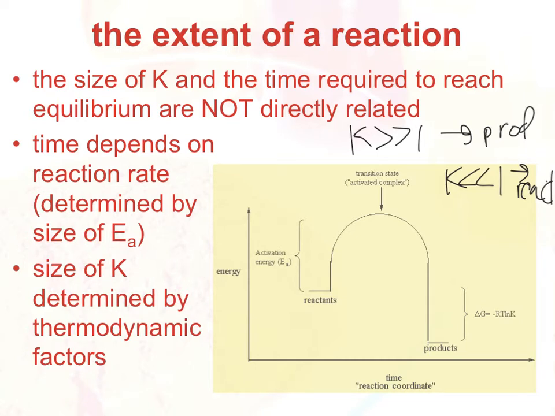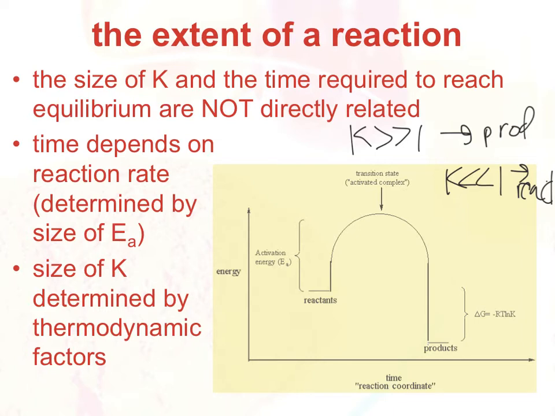Now, I want you to understand that the time it takes to reach equilibrium is not related to K. Remember that the time it takes for equilibrium to be reached is based on the reaction rate of the specific reactions you're looking at, and that's subsequently dictated by your activation energy. Activation energy and the transition between reactants and products affect the rate of the forward and reverse reactions, and subsequently the time it takes to reach equilibrium.